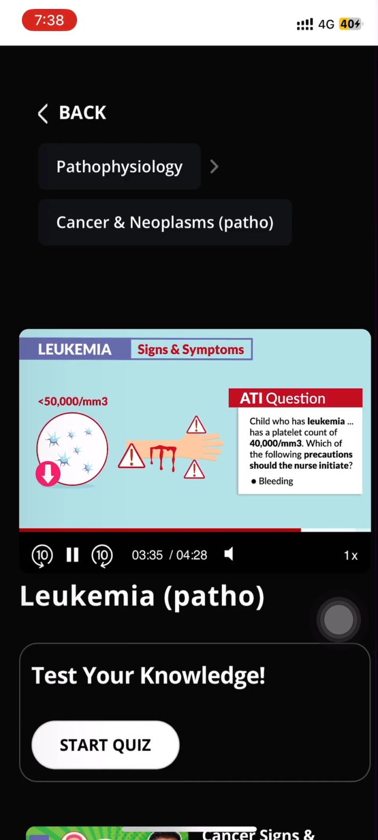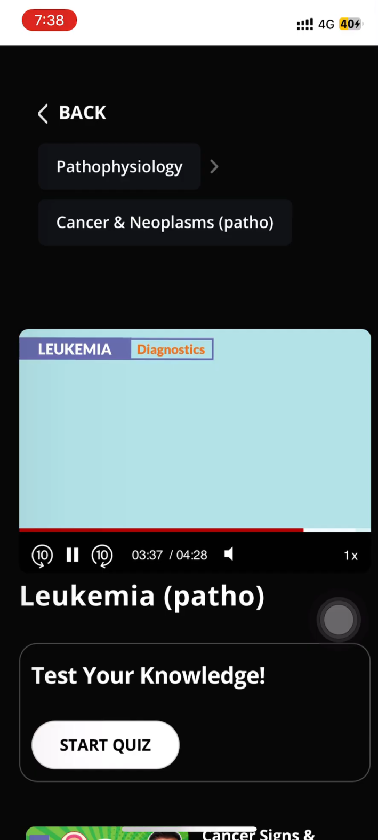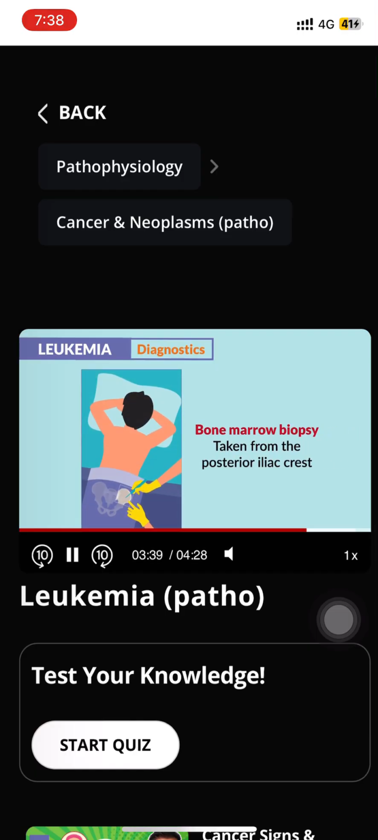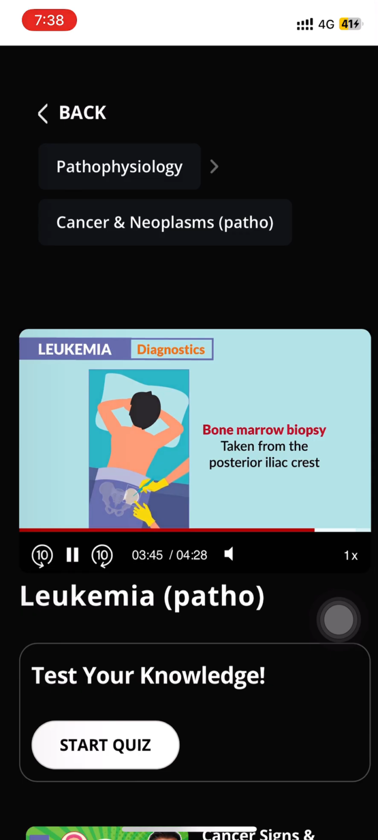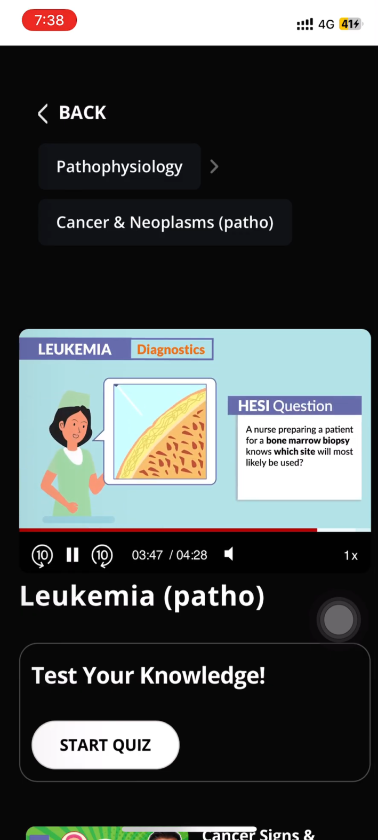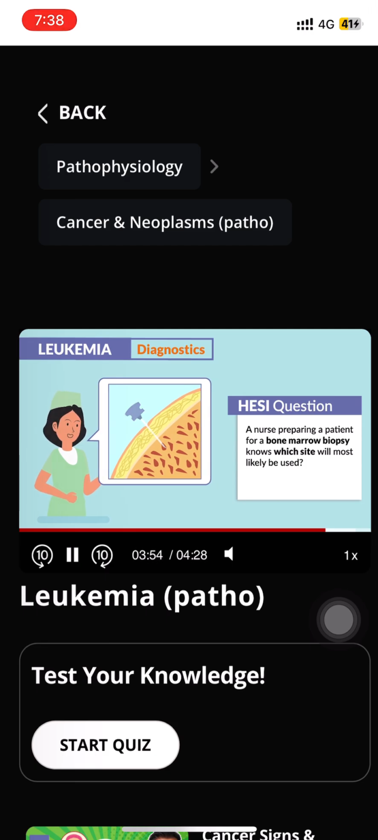Big time bleed risk. Now, in terms of diagnostics, we can do a bone marrow biopsy, typically taken from the posterior iliac crest, basically on the hip bone here. So Hesi mentions, a nurse is preparing a patient for a bone marrow biopsy, knows which site will most likely be used.